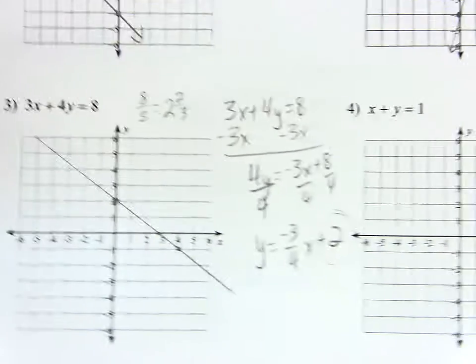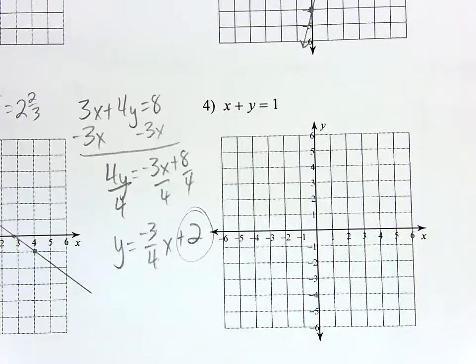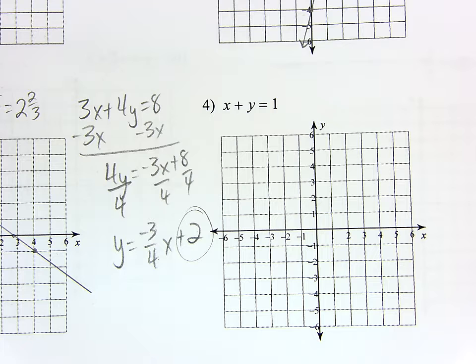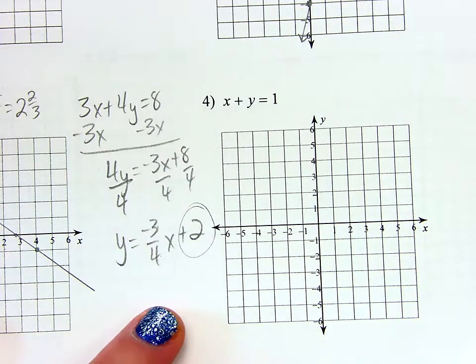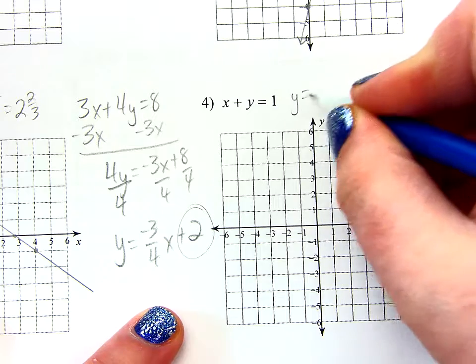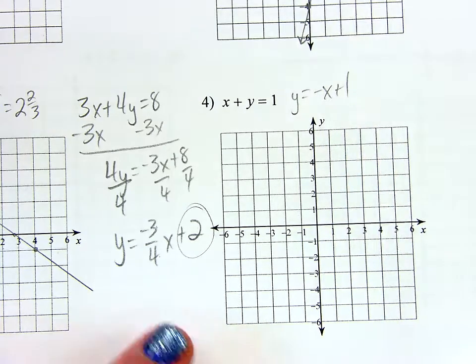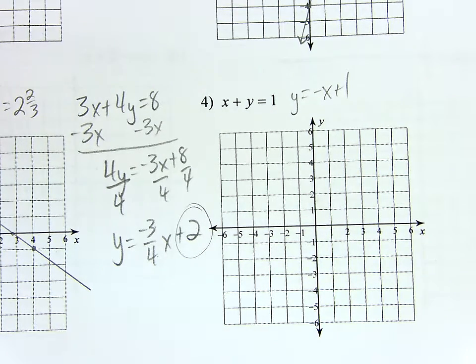So, number 4, you could graph it by intercepts, or you can rewrite it into y equals mx plus b. Both of them are just as easy as each other, because to get that into y equals mx plus b, just minus that x, right? So you're there very quickly. Y equals negative x plus 1. So where would I start?